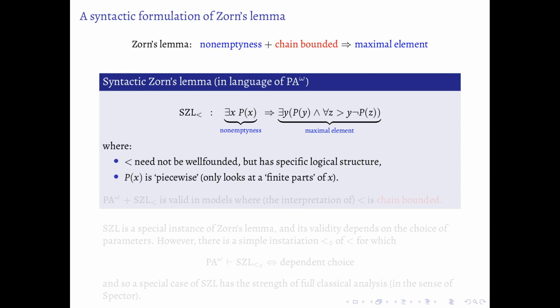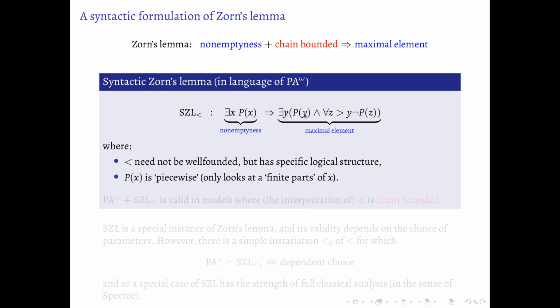So this idea of looking at Zorn's lemma as an inductive principle, or rather a maximum principle, which is just an inductive principle turned on its head, is not new, but trying to give a dialectica interpretation to principles of this kind for non-well-founded orders is something that I do for the first time. So this is the syntactic Zorn's lemma. Non-emptiness here is my main premise, and my conclusion is that there exists a maximal element which satisfies P. Okay?